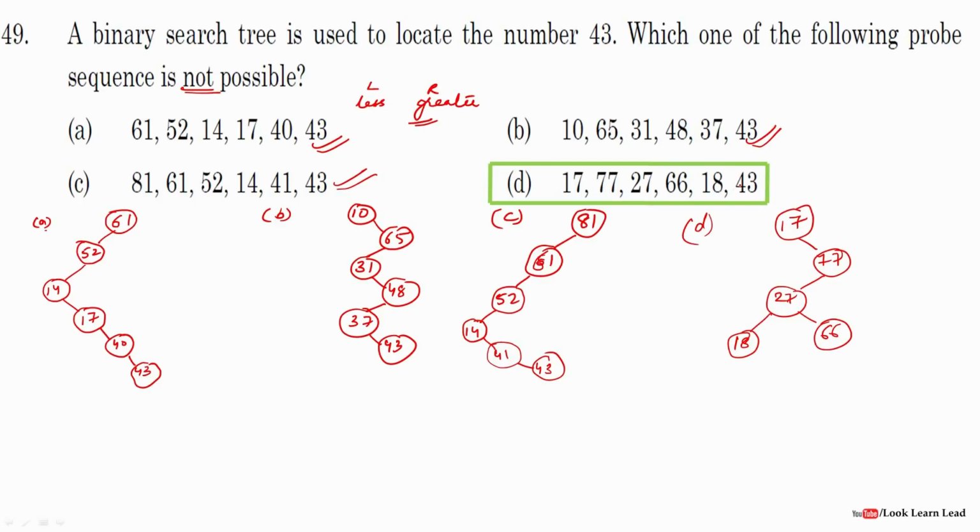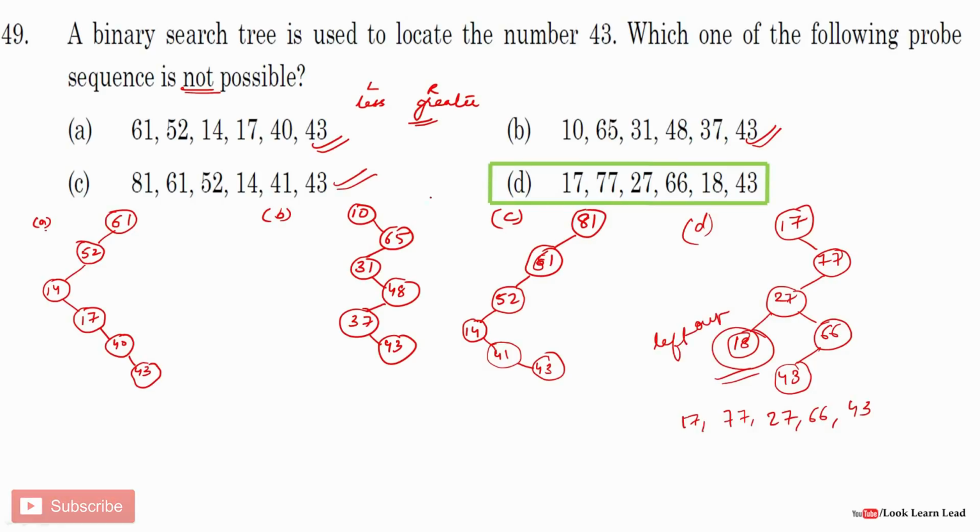Now next is 43. 43 is greater than 17 but it is less than 77, so it would be over here. But it is greater than 27, so it would be over here, but it is less than 66, so it would be over here. So for searching 43 over here, we would be traversing 17, 77, 27, 66 and 43. 18 would be left out. So D is our sequence which is not possible.